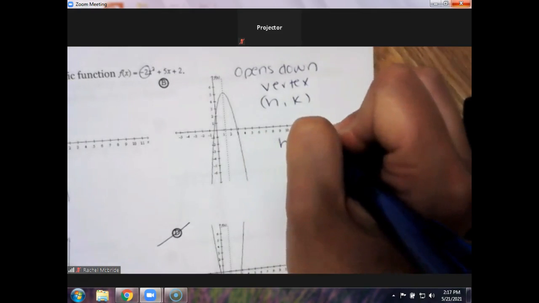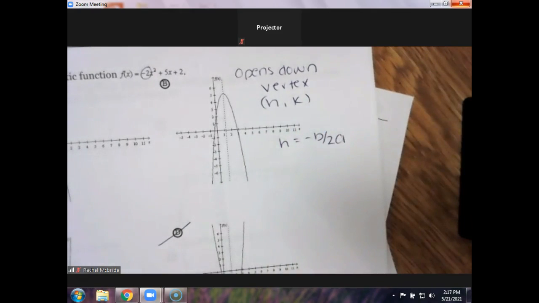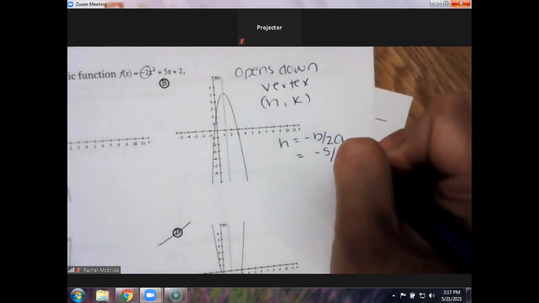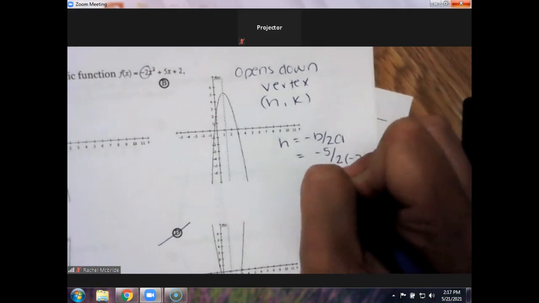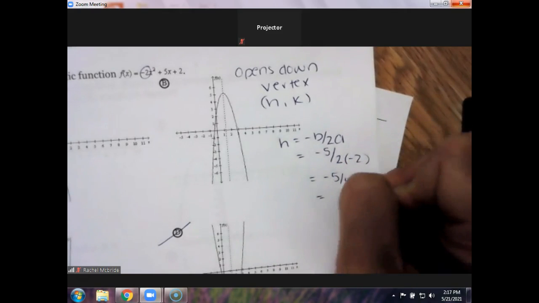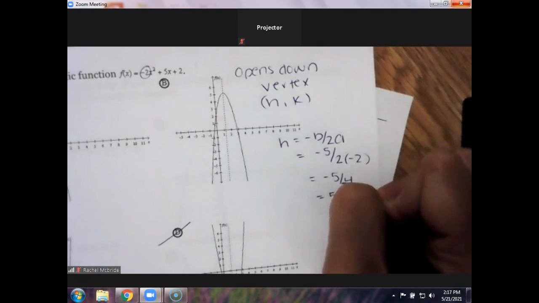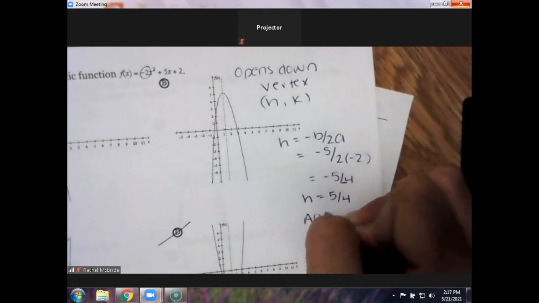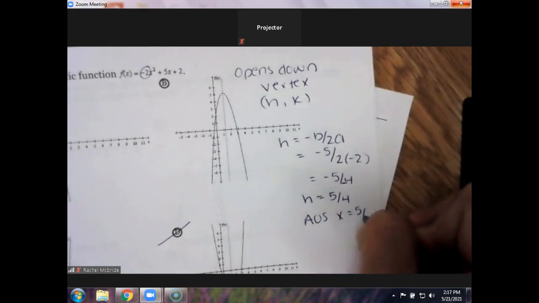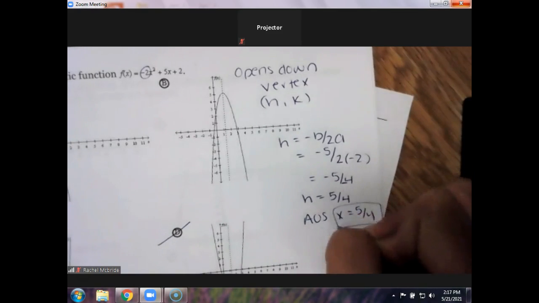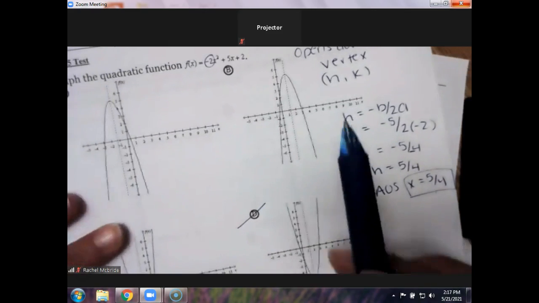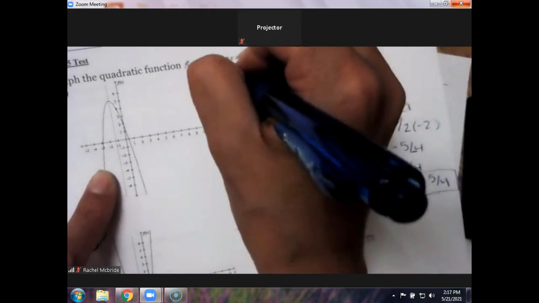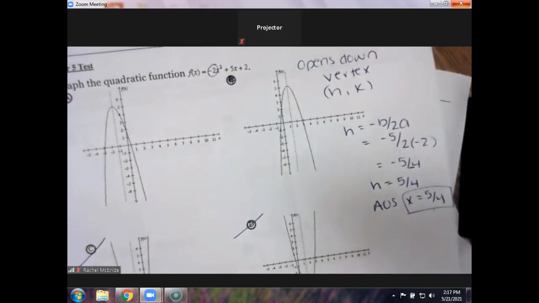So h is equal to negative b divided by 2a. So the opposite of b is negative 5 divided by 2 times negative 2 gives a negative 5 over negative 4, which is positive 5 over 4. So that is also my AOS, which is x equals 5/4. Since my AOS was positive, if I look at these two, one AOS is negative, one AOS is positive, thus making it B.